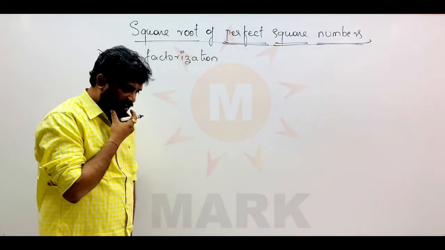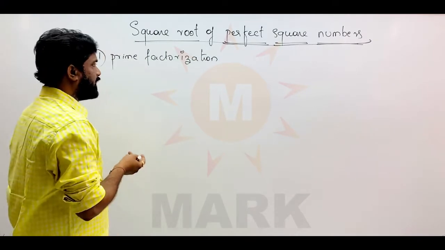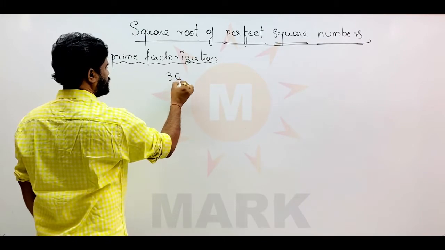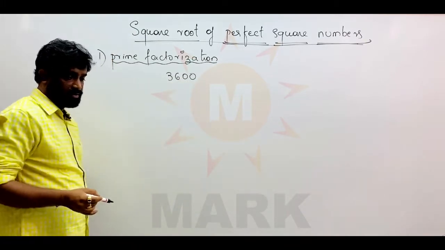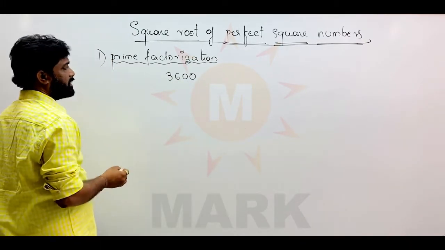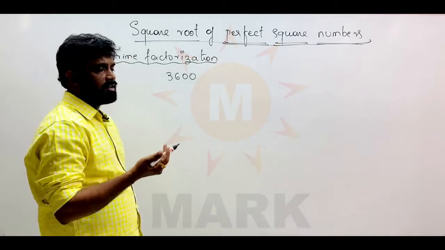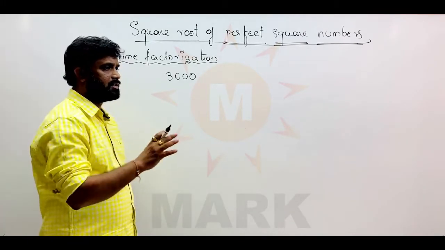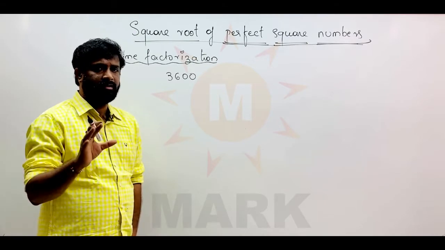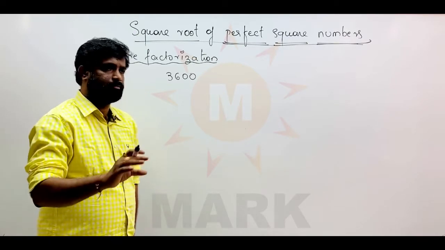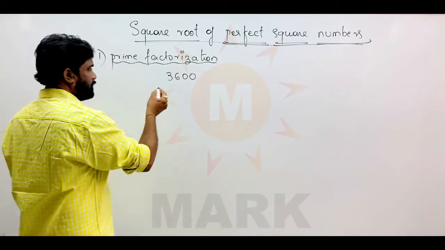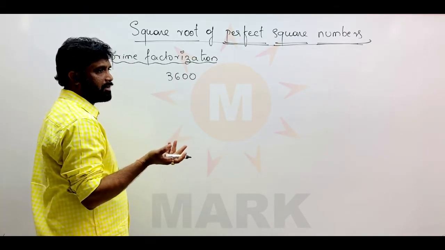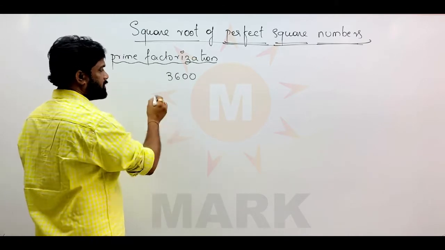Friends, now we are going for the prime factorization method. I am taking an example, 3600. You know 3600 is a composite number, and you know the very basic funda of composite numbers: every composite number can be written as a product of prime numbers. So first of all, the first prime number is 2. I am starting with 2, and step by step I will write.